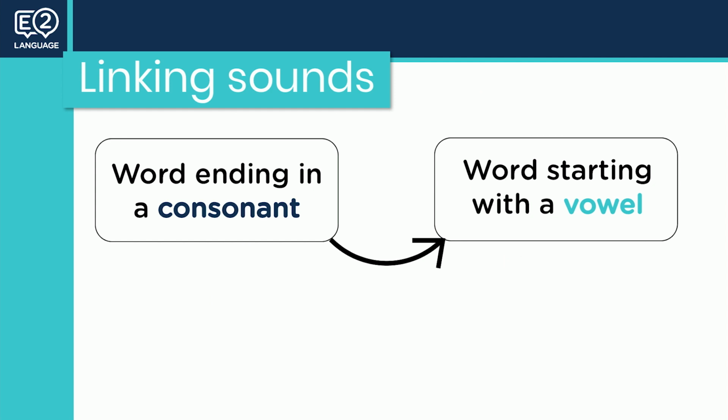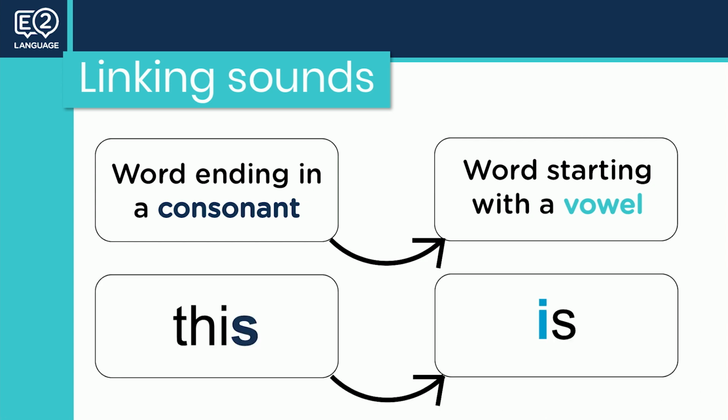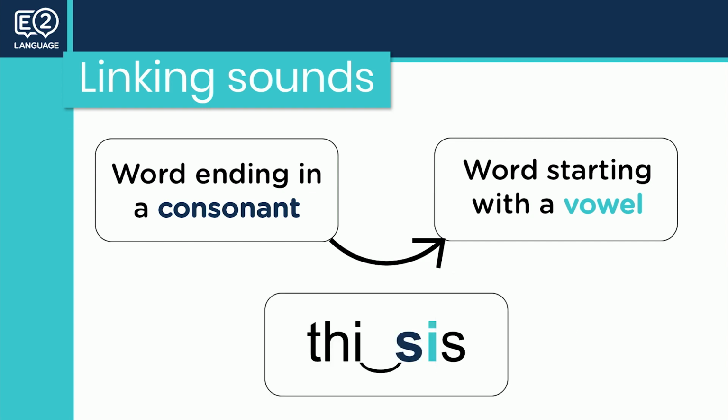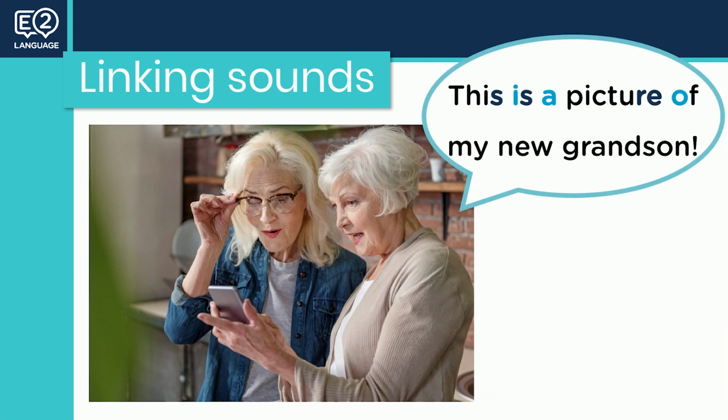So let's look at the rule here. If a word ends in a consonant sound and the next word starts with a vowel, we've got a little rule here. Take a look at these two very common words. We have this, which ends in a consonant, and we have is, which starts with a vowel. So we never say this is, we say this is. This is a link. This is.